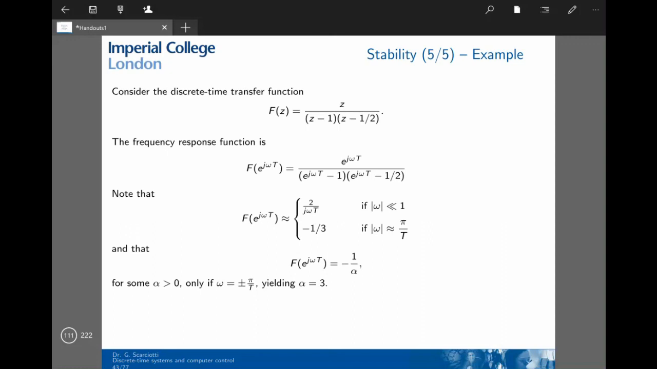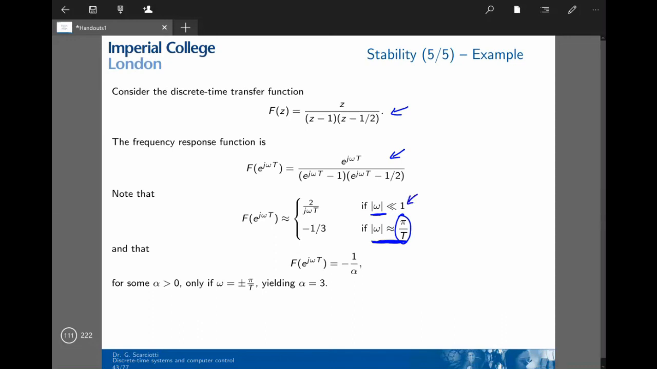So in this example we have this transfer function here, and then we compute the frequency response. What we are interested in is what happens for very small values of frequency, and also what happens for high values of frequency, which in discrete time means pi over capital T. So basically we are looking at what happens to the frequency response at the two extremes. To do so, let's do this analysis, and we start with this case over here.